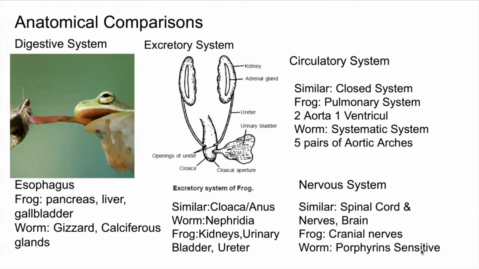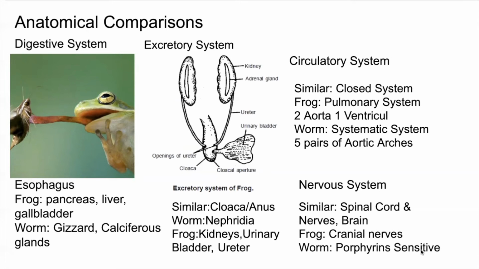The excretory systems of both organisms are similar as each disposes of waste through the cloaca/anus, and each organism has an organ for blood detoxification, which are two kidneys for the frog and nephridia for the earthworm. The grass frog also has a urinary bladder to hold its urine and a ureter to connect the kidneys to the cloaca.